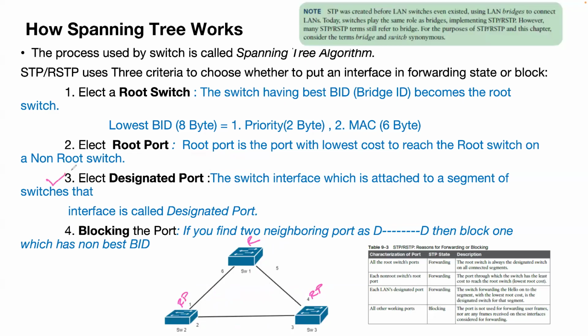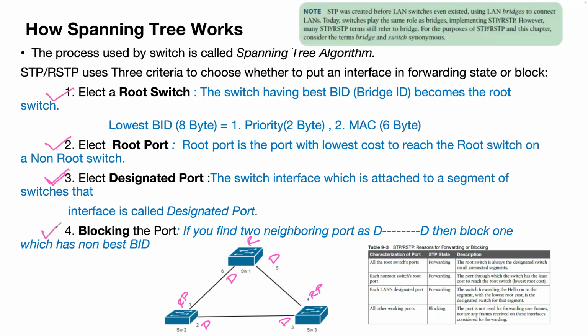Third one is designated port. Designated port means a port which is connected to the downstream switches, the downstream side, on the bottom side. So you can say all other ports are DP ports. Except the root port, all other ports are DP ports or designated ports. Now when I say this, is it clear? Root switch, root port, DP port.